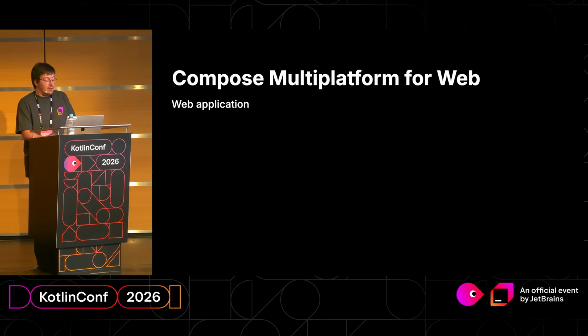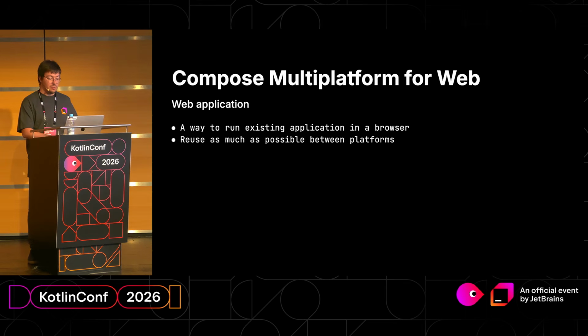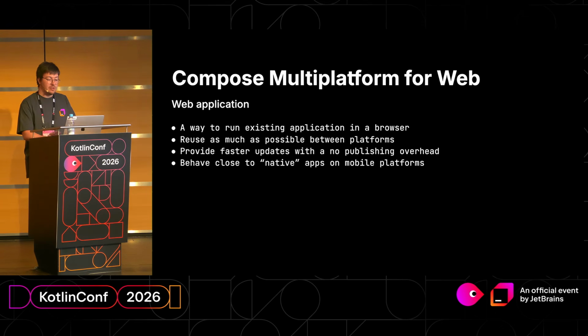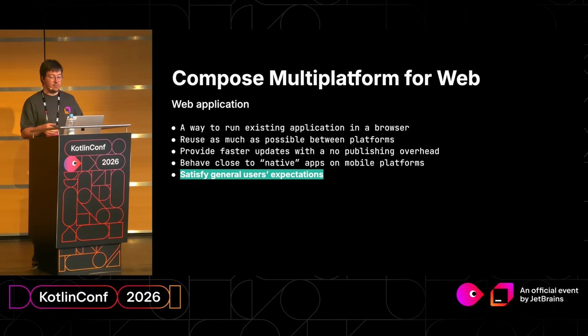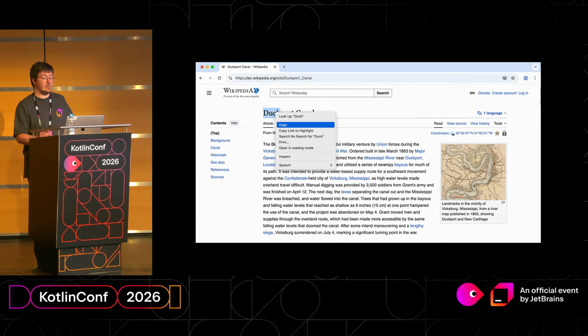So in our team, we try to support everything we want, and our mission is to provide a way to run existing applications in a browser, reuse as much as possible between platforms, provide faster updates with no publishing overhead, behave like native apps on mobile platforms, and of course satisfy general user expectations. That's what I want to share with you, how we try to satisfy these expectations, and I want to start with context menus. Let's take a look at what our expectation is when we use a context menu. It's quite easy.